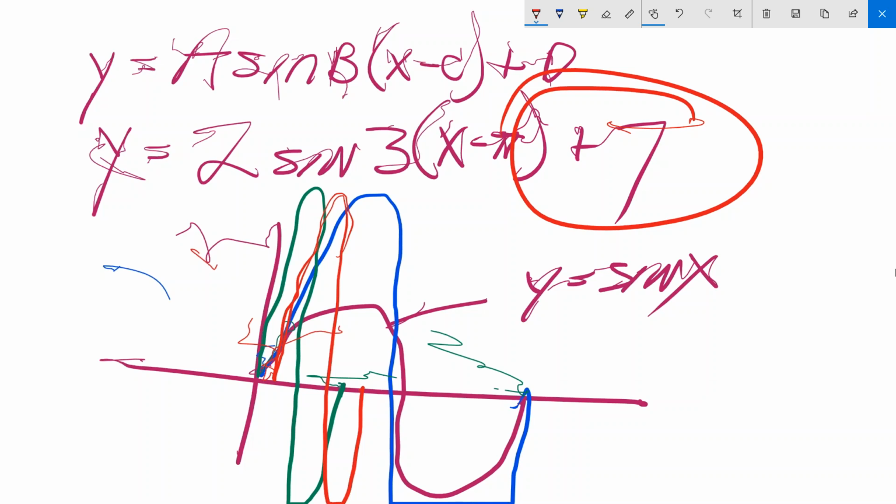Now, they expect you to be able to go both ways on this thing. In other words, if they give you a sinusoid function, they expect you to be able to graph it. Or if they give you a graph, they expect you to be able to come up with the sinusoid function. So let's talk about that for a second. Let me get rid of this.